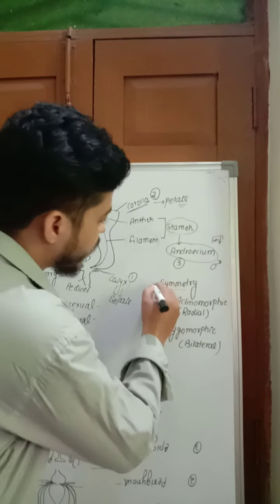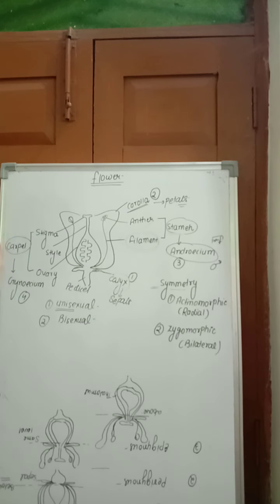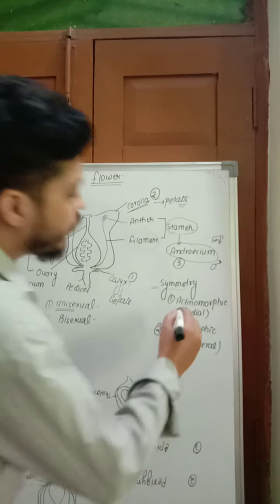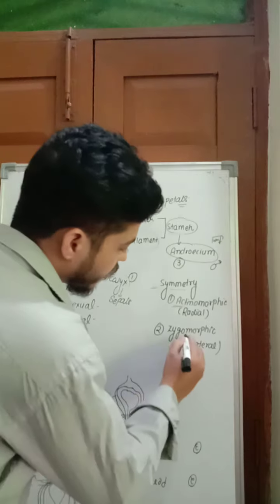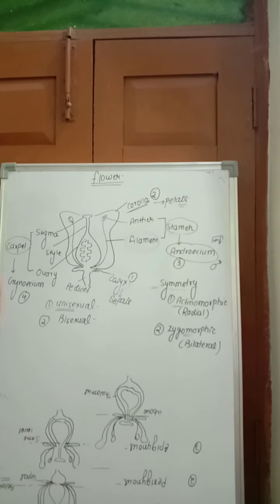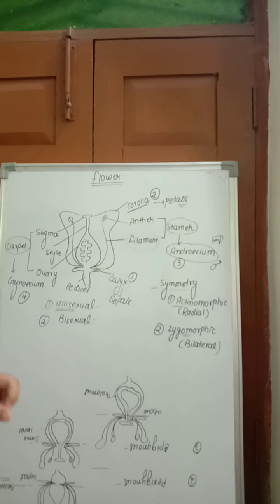Next we move to symmetry. Symmetry of the flower is of two types, actinomorphic and zygomorphic. What is actinomorphic? It is also called radial symmetry. When a flower is cut through any radial plane of the central axis and divides into equal halves, that is called actinomorphic. Next one, zygomorphic, is called bilateral symmetry. When a flower can be cut in only one plane through the central axis, that is called a zygomorphic flower, also called bilateral symmetry. Very important.